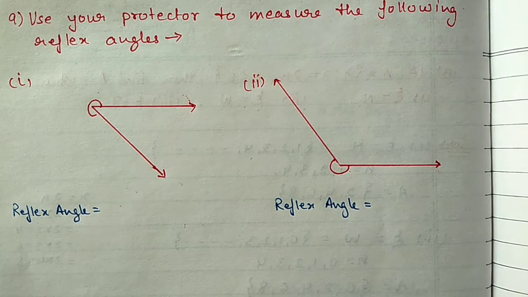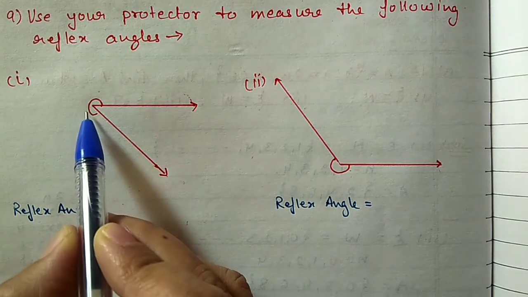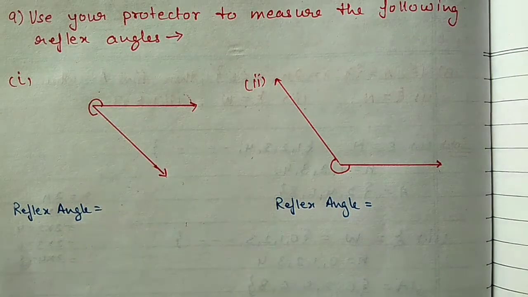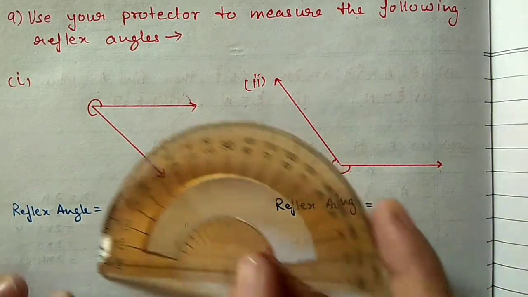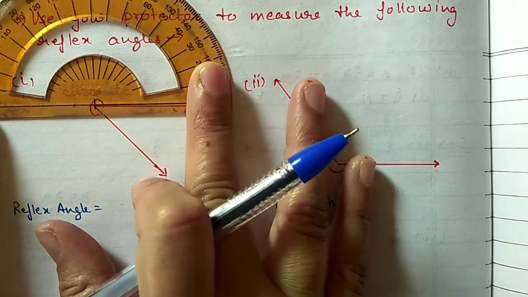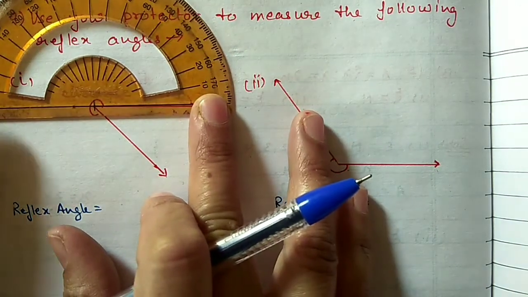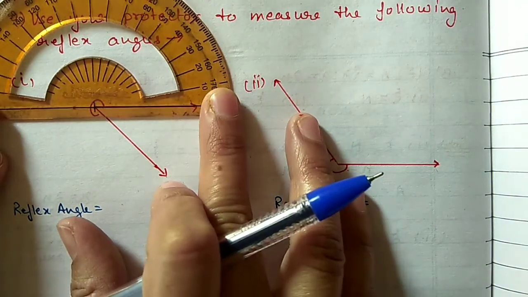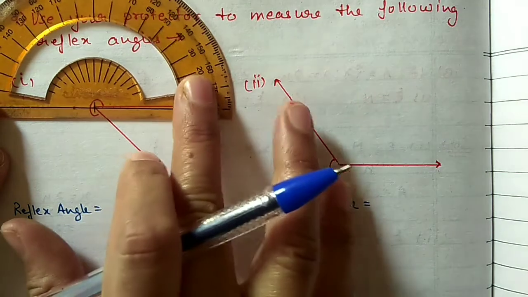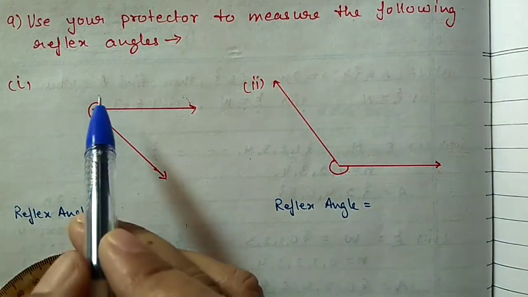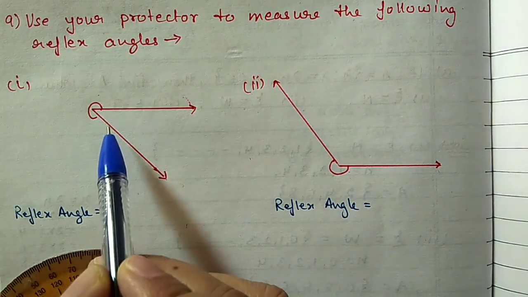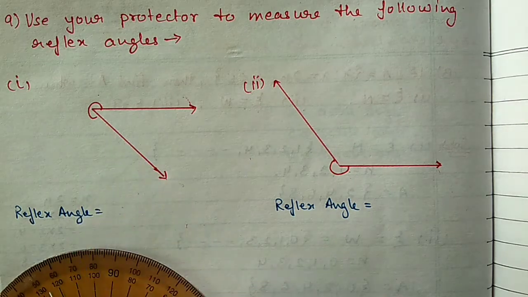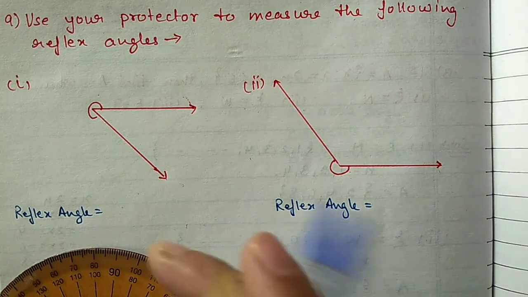Next, question number 9. Use your protector to measure the following reflex angle. So reflex angle means this side we have to measure, and we know in our protector we can measure till 180 degrees. So if you try to measure like this, then we cannot measure it. It will go beyond this limit. So in place of measuring this angle, first we will measure this acute angle, and then we will use the property of complete angle.